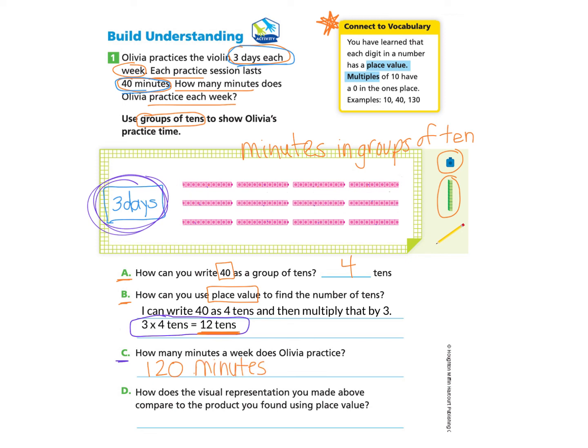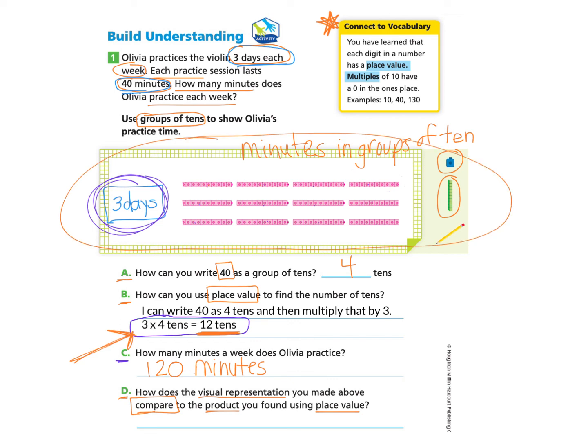Now let's look at part D. How does the visual representation that you made compare to the product you found by using place value? So here's the product that we found using the 3 times 4 tens. And then the visual that we have is in this green rectangle. So how do those compare?